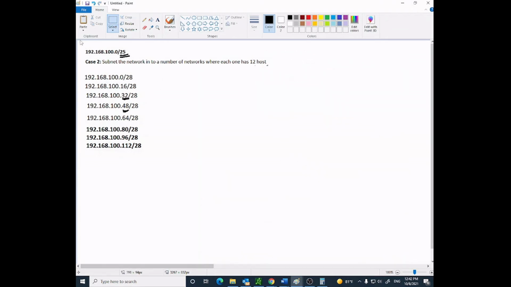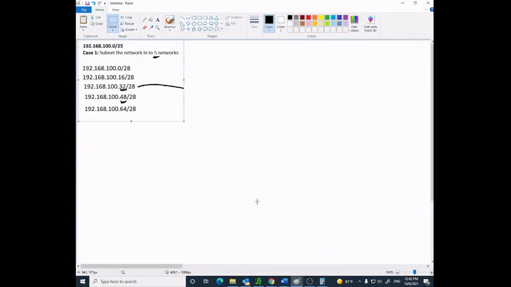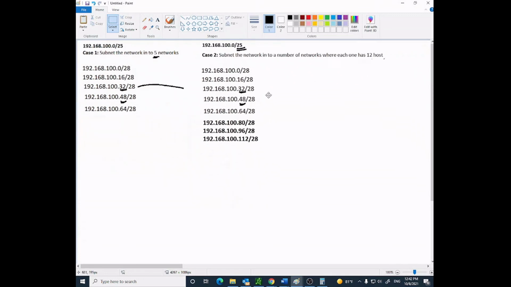And let me cut this part. And I'm going to go to here and put it. Let me put it next to it. Okay, so now before I move to case 3, we need to understand something really important here.